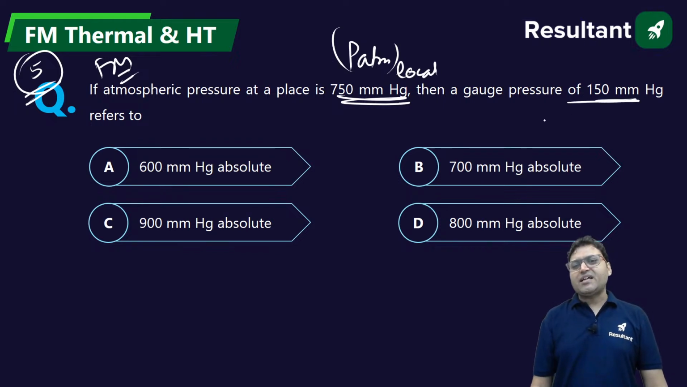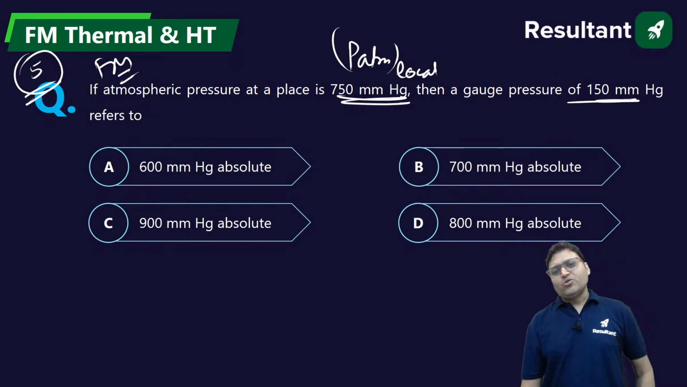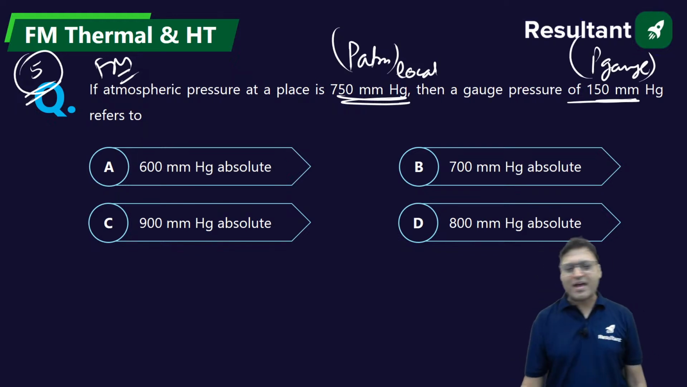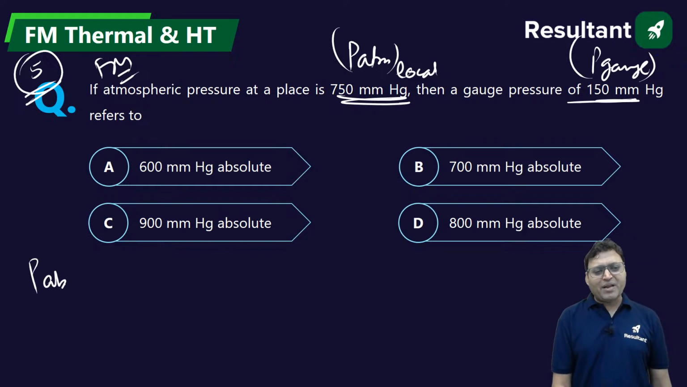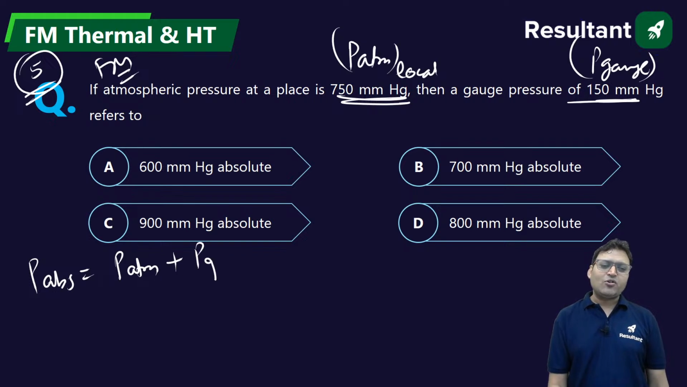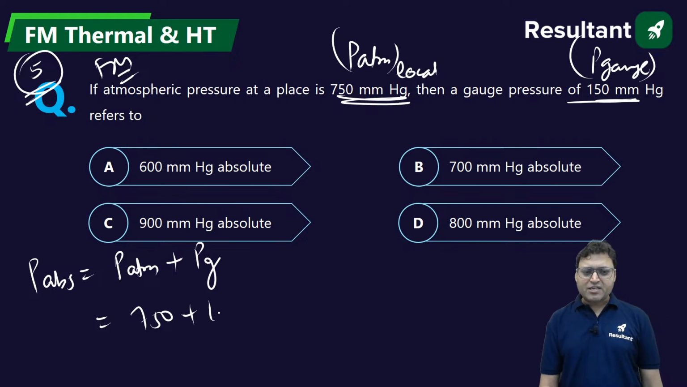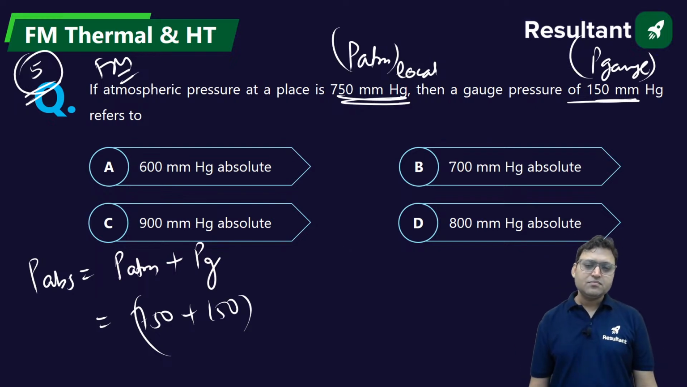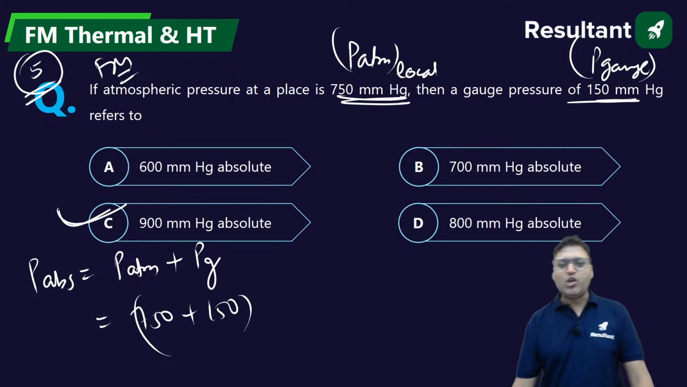And the gauge pressure is 150 millimeter mercury. So atmospheric pressure is given, gauge pressure is given. What will be the absolute pressure? Very simple. Absolute pressure at any point is equal to atmospheric pressure at that location plus gauge pressure. Atmospheric pressure is 750 plus gauge pressure is 150. So the answer will be 900 millimeter of mercury absolute.